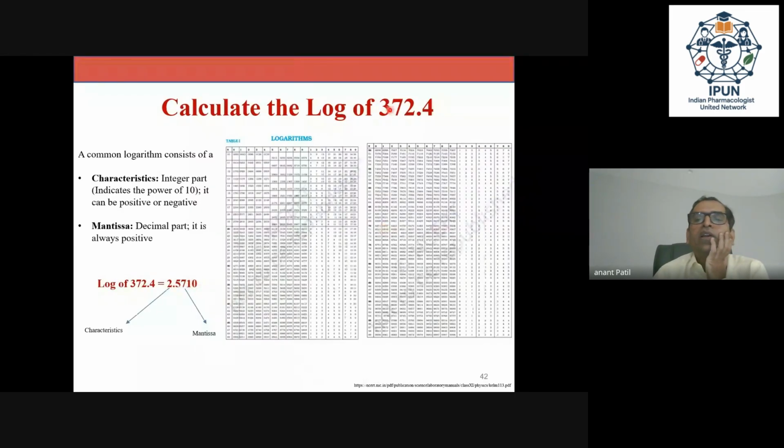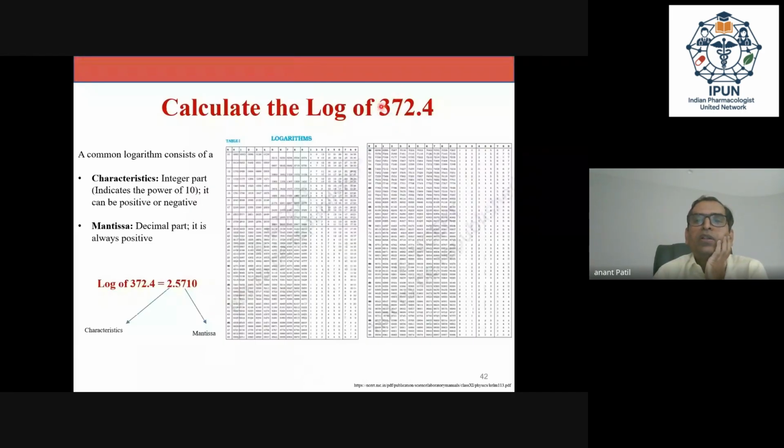So now let's see, if I want to calculate the log of 372.4 using this log table, the first thing I need to do is see how many digits are there before the decimal point. There are 3 digits. Now I have to minus 1 from these 3 digits. So the log of 372 will always be 2 point something, because there are 3 digits, minus 1, it becomes 2. If there are only 2 digits, like 72, then this will become 1. So how many digits you have before the decimal point, minus 1. That's the first step.